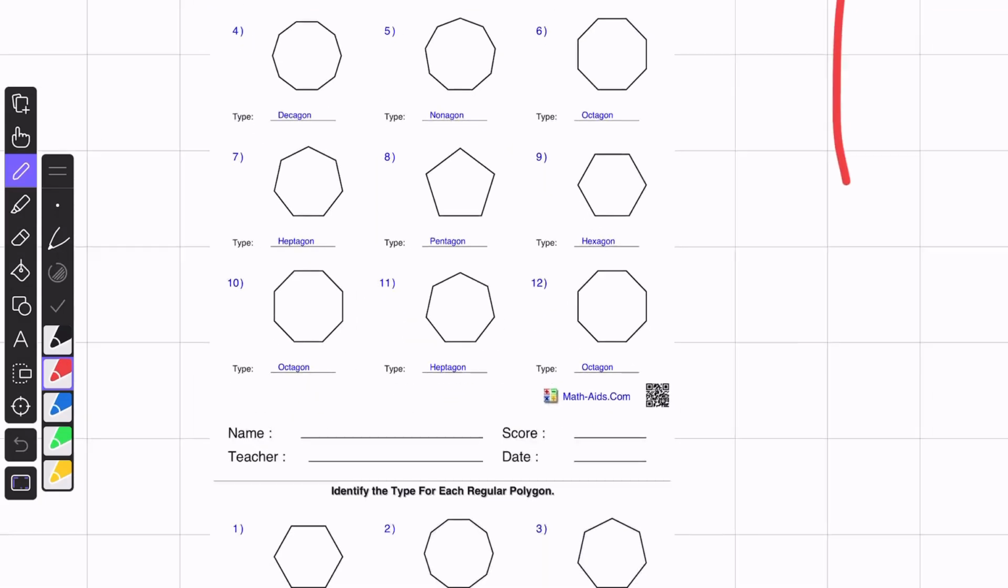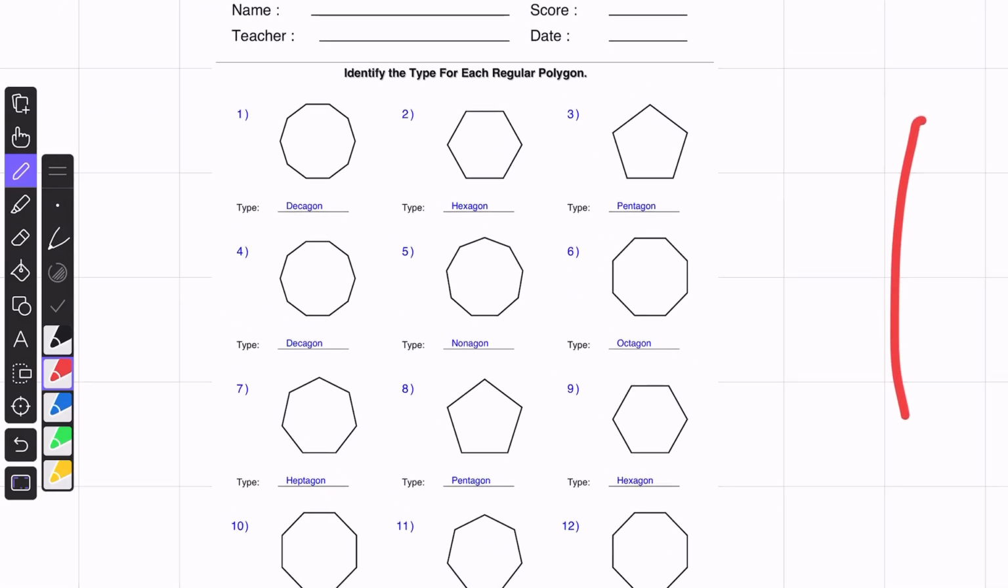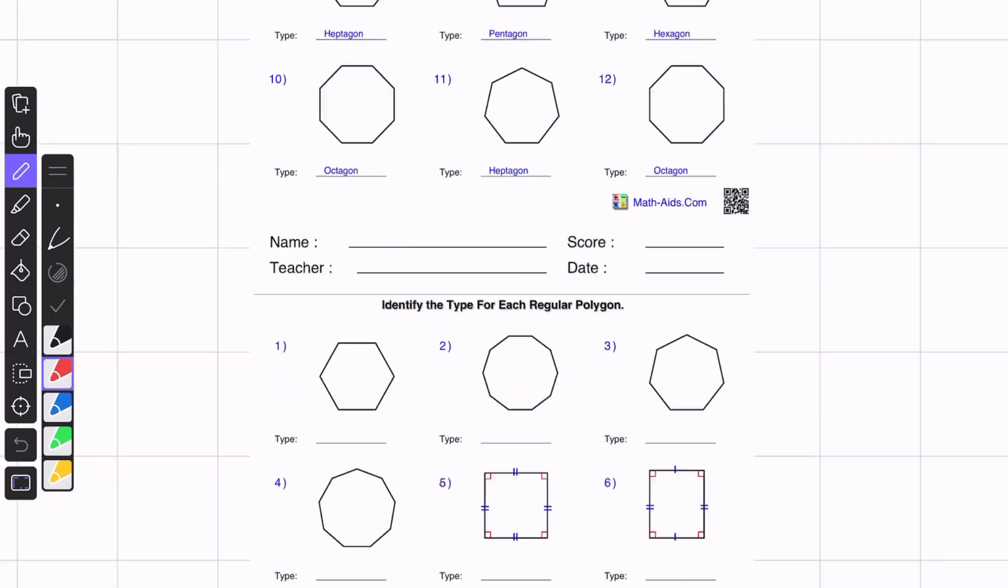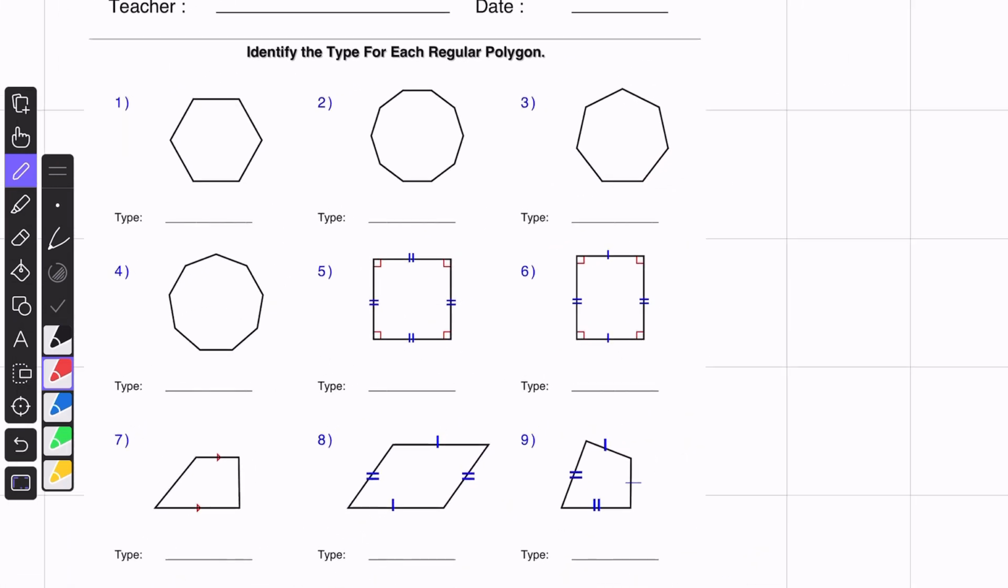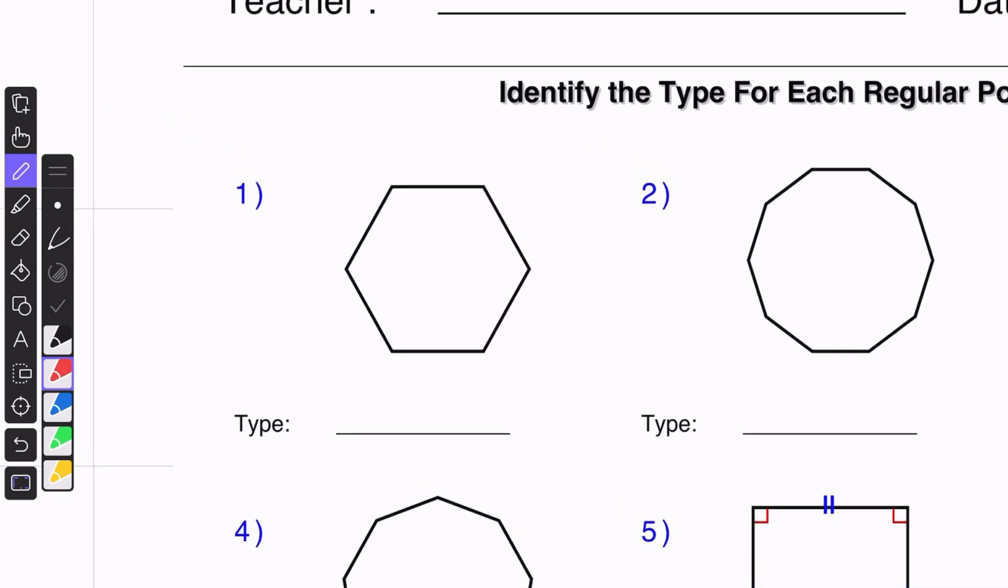Okay, so here is what you should have gotten. If you didn't, maybe try counting again, relearn the prefixes, go back into the video. Okay, so now we're going to identify the type for each regular polygon. So these ones look familiar. 1, 2, 3, 4, 5, 6 sides. That's a hexagon.